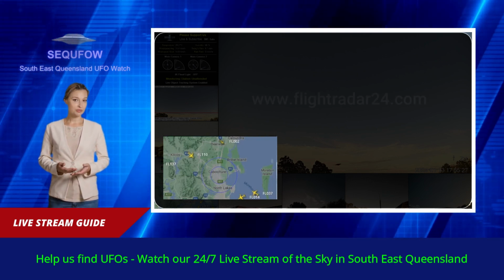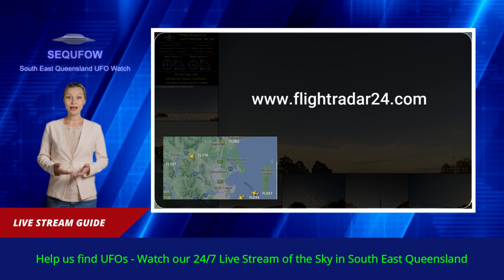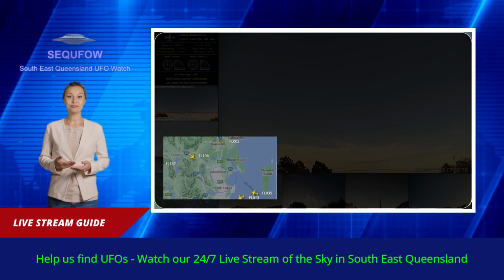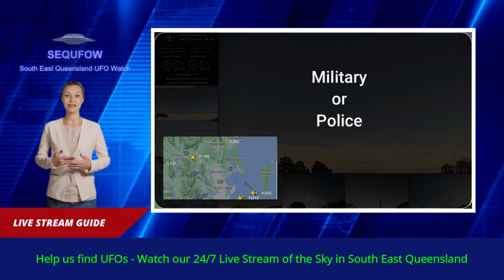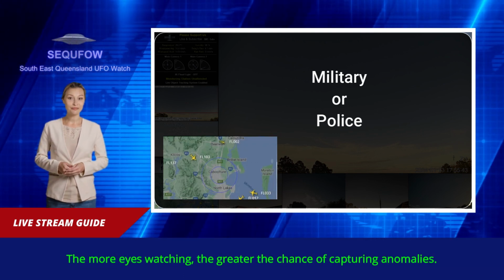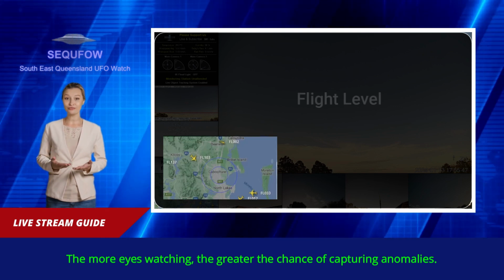If in doubt, you can go to the Flight Radar 24 website yourself and see the whole map. Flight Radar 24 is free for you to view. Another reason it doesn't show on radar is that it may be a military or police aircraft that isn't transmitting the ADS-B radar signal. The FL number beside the aircraft stands for flight level.